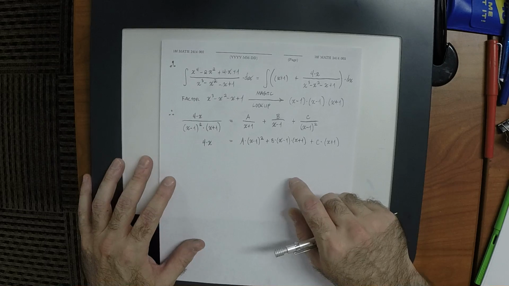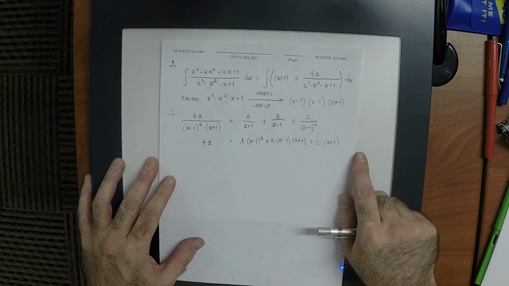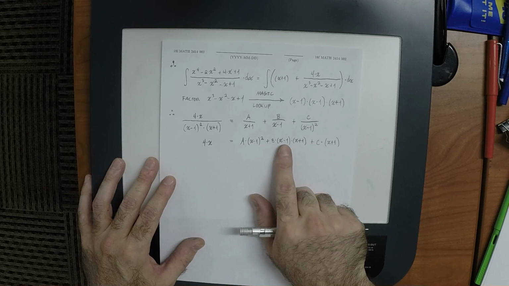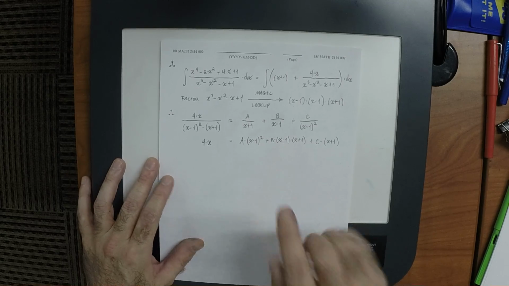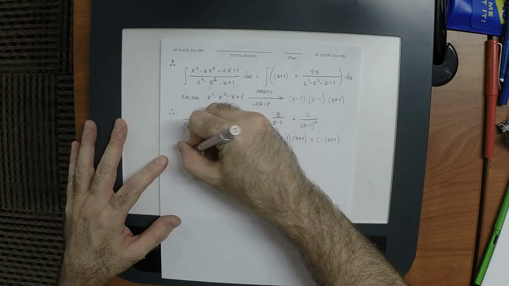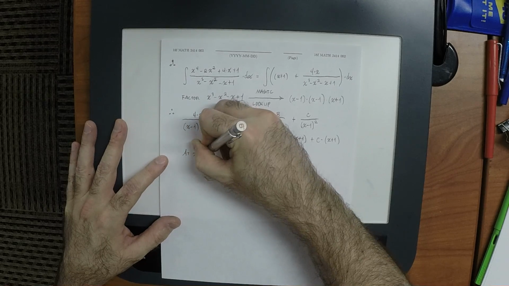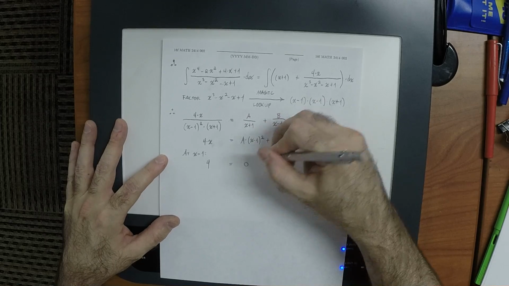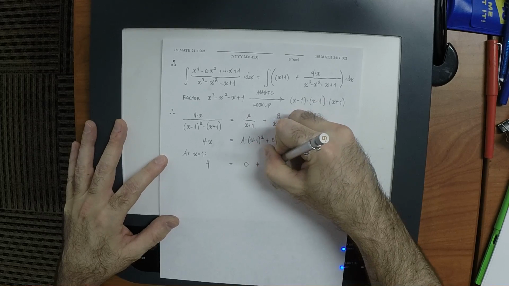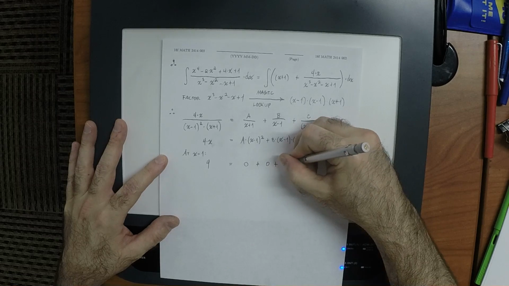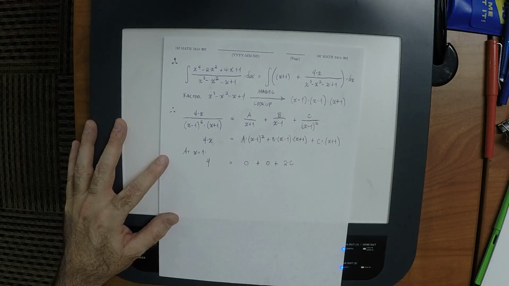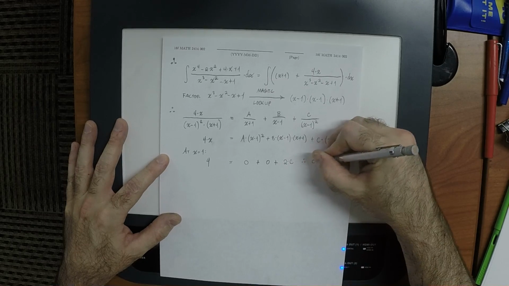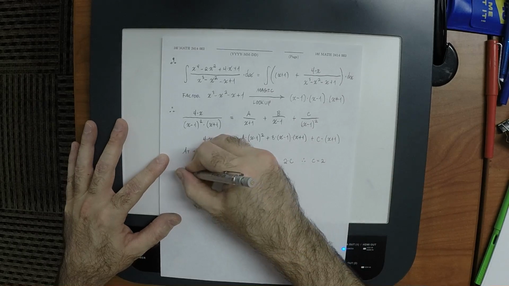1 and negative 1. Because concerning the right-hand side, notice that if you plug in 1, that term goes away, and that term goes away. So at x equal 1, we obtain the equation 4 is equal to 0 plus 0 plus 2c. Therefore, c is what? 2.